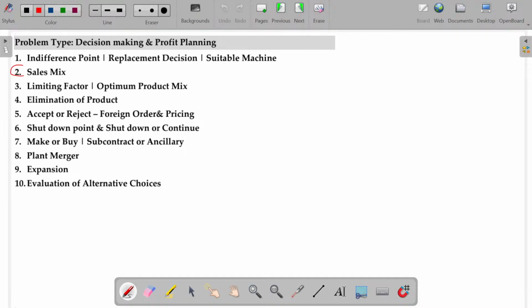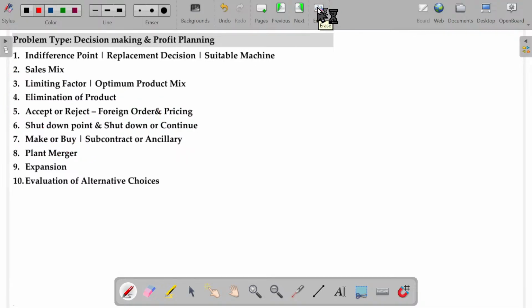So sales mix, elimination of product. If I have 3 or 4 products sold in my market, can I reduce the number of products sold in the market from 3 to 2? Can I add one extra product? If a foreign order comes with different pricing, can I accept or reject it? Am I able to manufacture myself, or do I want to buy it from outside? Make or buy, planned merger, expansion. These are the places where we can use the marginal costing technique. Is that okay?